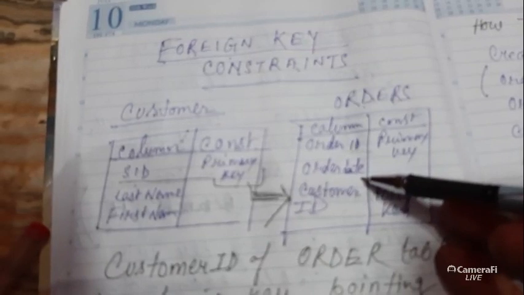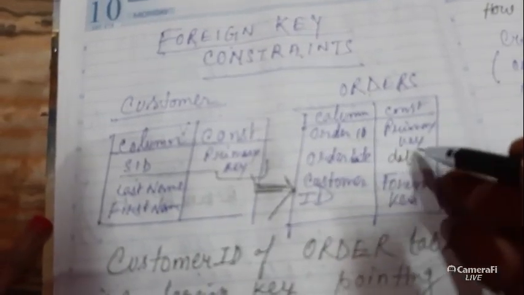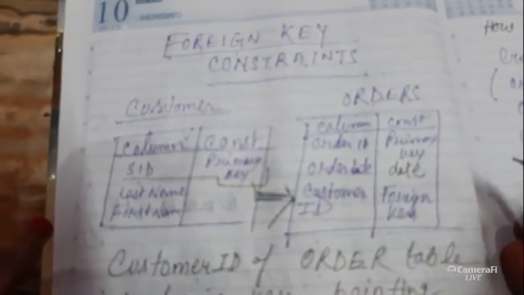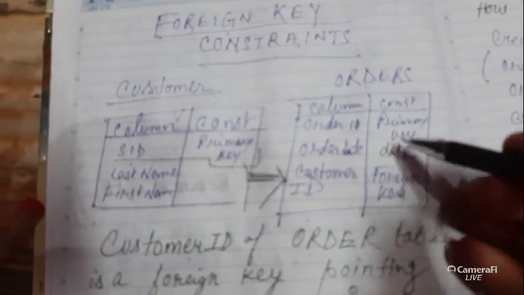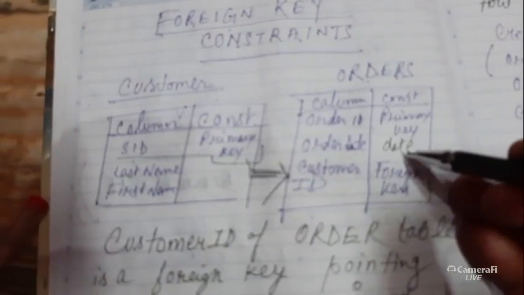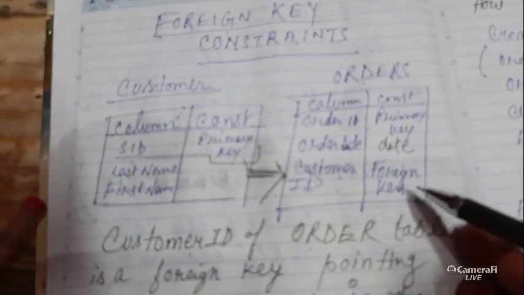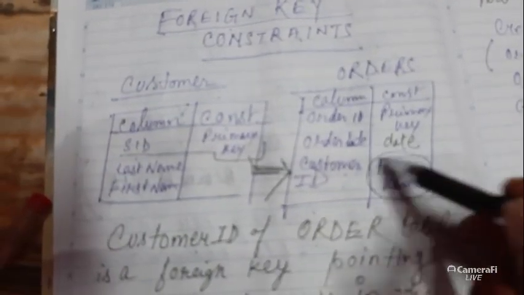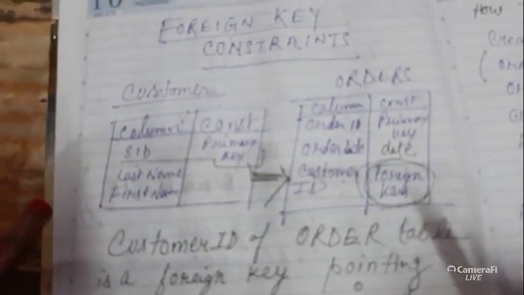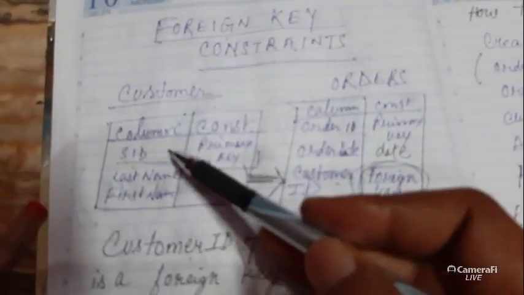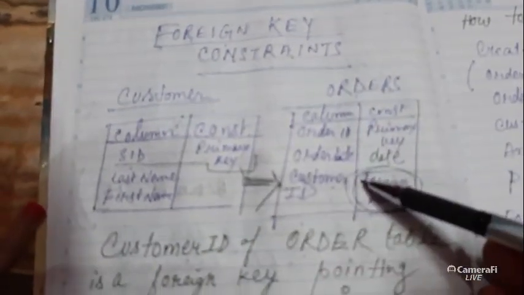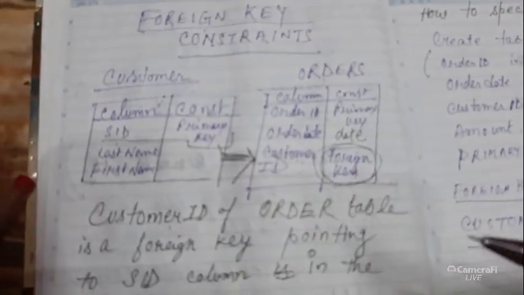Order date is there, so you know very well, whenever I have to mention any date, we have to write it as a date attribute, or simply date data type. Then customer ID, I am also writing here, it is a type of foreign key. This is our main point, you have to understand. Here I am taking SID as primary key, and here I am taking customer ID as foreign key.